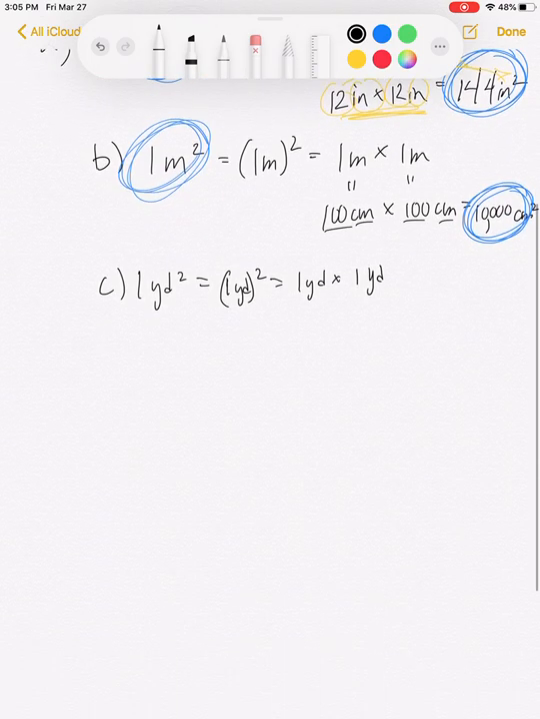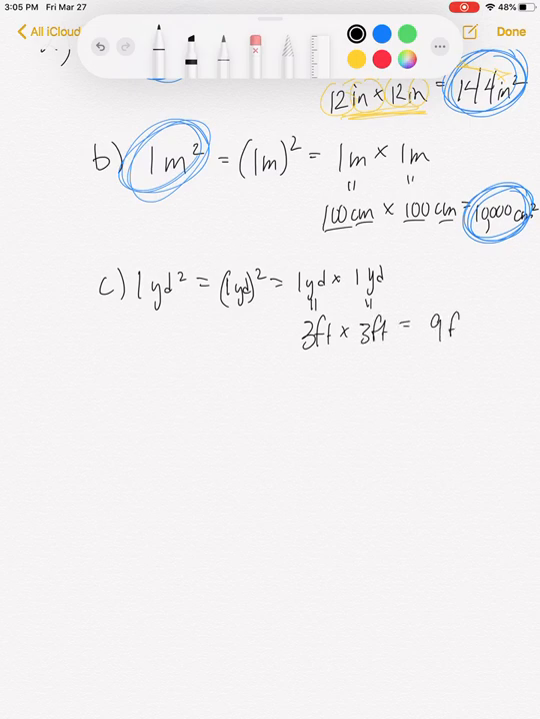Okay, and those are equal to, we're going to go to feet, so that's 3 feet in 1 yard. Okay, when I multiply those together, I get 9 feet squared. We can actually draw a picture. This one's not too bad either.